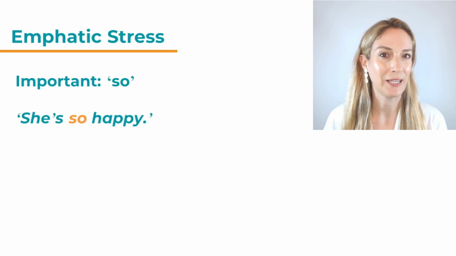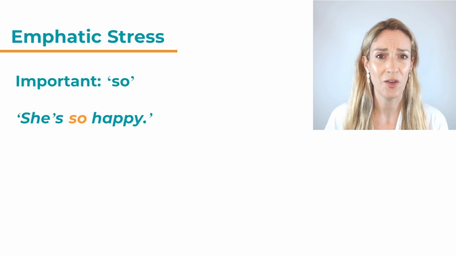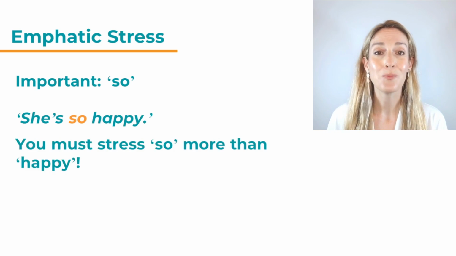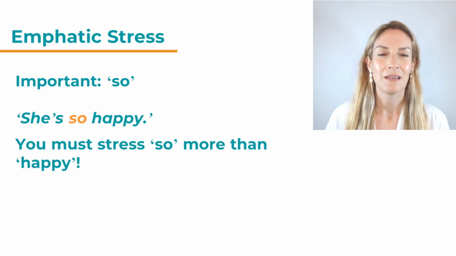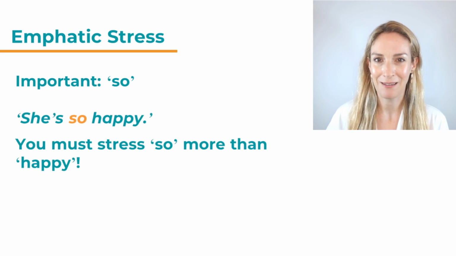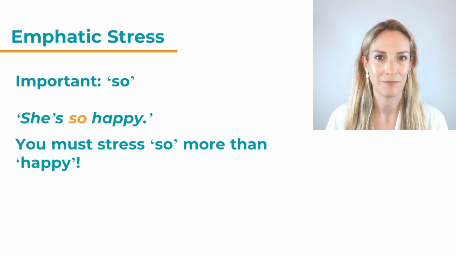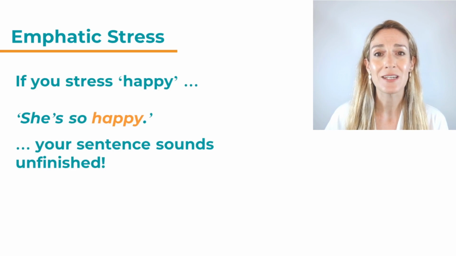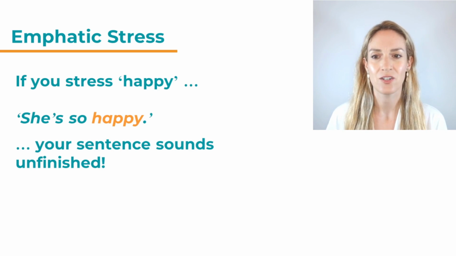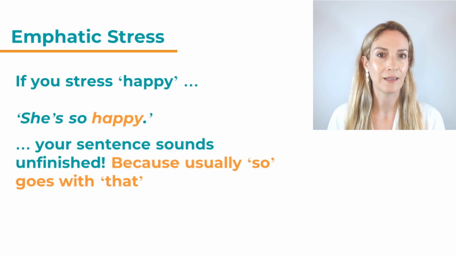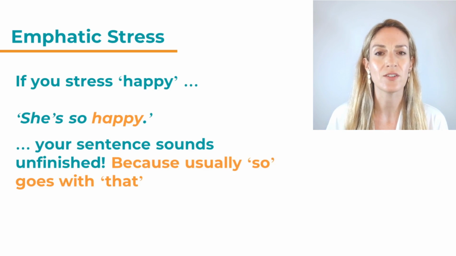Now, let's talk quickly about the little word so. We had this sentence, she's so happy. Now, you must stress so if you have the sentence just as it is on its own. And you have to stress it more than happy. She's so happy. Why? Because if you stress happy more, your sentence sounds unfinished. Listen, she's so happy. It sounds like there should be something else coming. Why? Because so is usually used together with the word that to show a result.